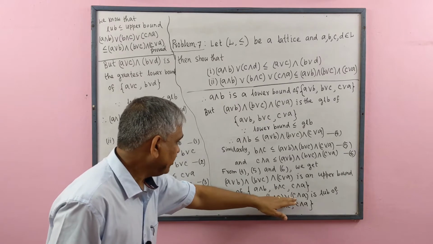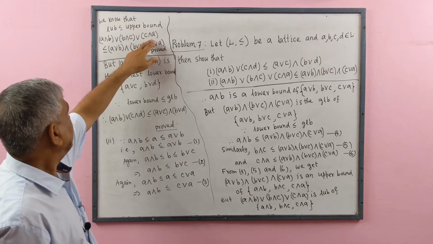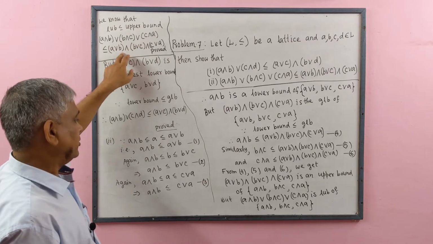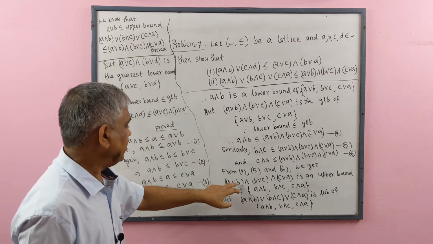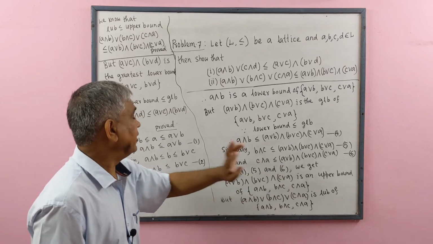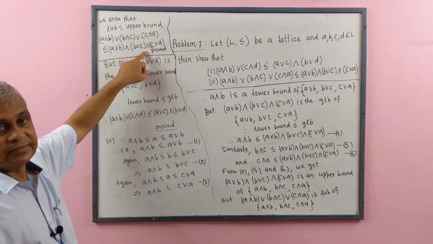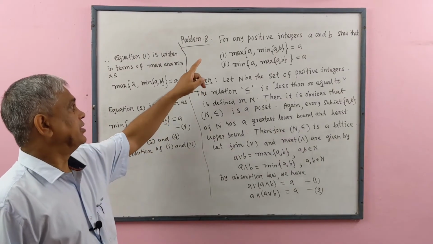This is the least upper bound. We write this on the left side, less than or equal to the upper bound. This is the upper bound: (A join B) meet (B join C) meet (C join A), on the right side. And number 2 is proved. Now we solve problem 8.